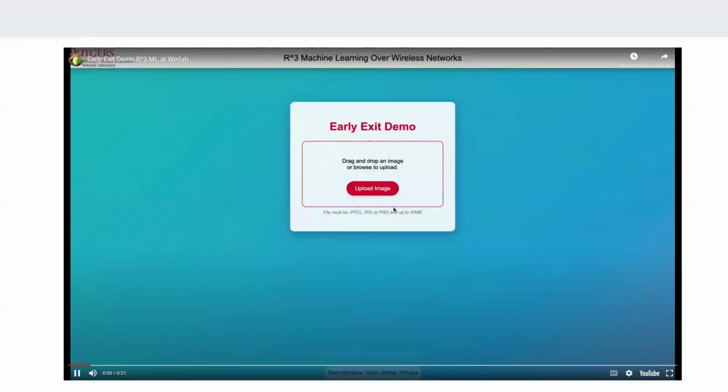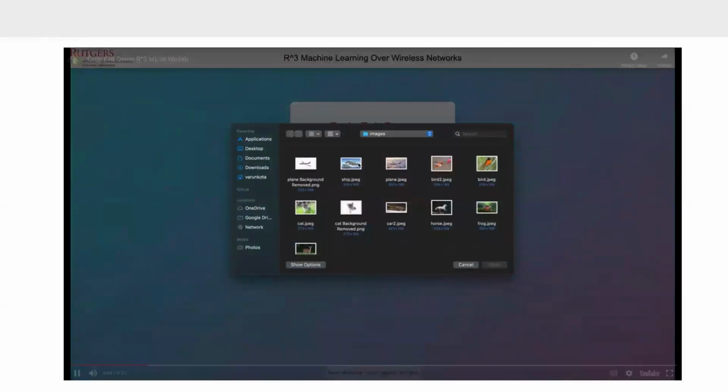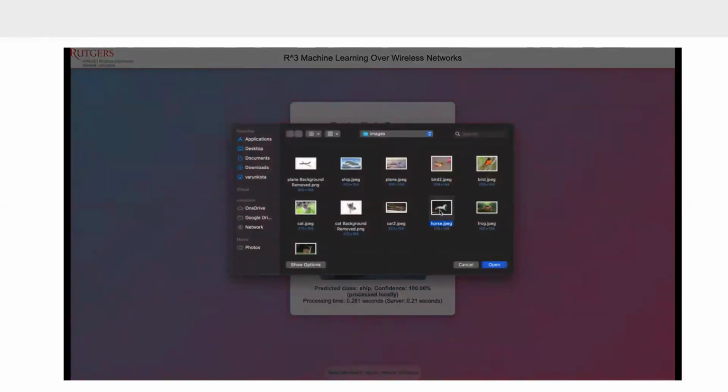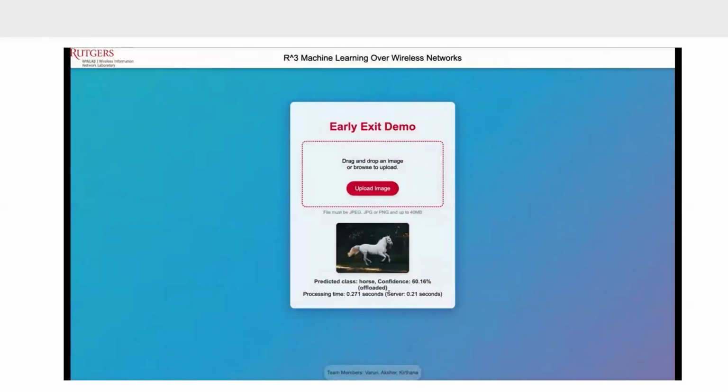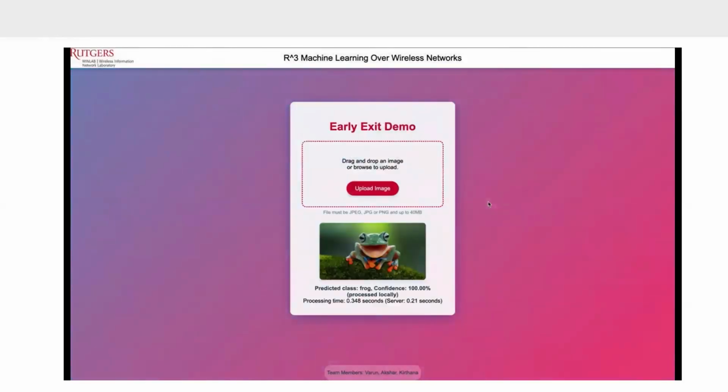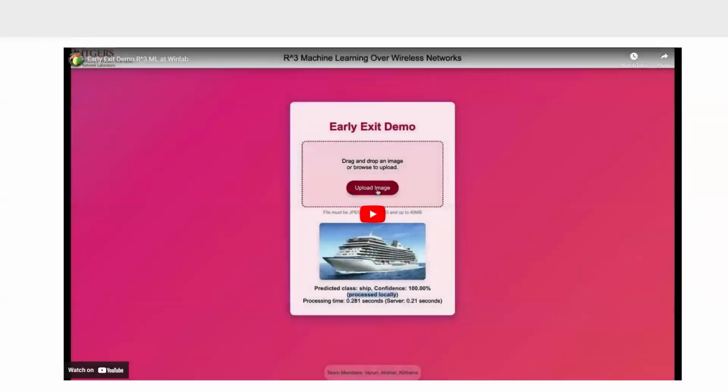Yeah, so this is just a demonstration of our product. Essentially we're feeding an image to our AI model here, and you can see it correctly predicts the object and also tells us whether the image was offloaded or processed locally. When we feed it an image of the horse, you can see that the confidence is pretty low at 60%, and so it offloaded to the server for improved accuracy. You also notice that when we offload to the cloud, it doesn't take much more time than processing it locally.